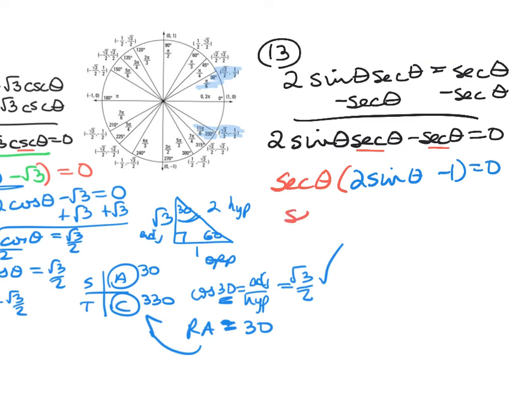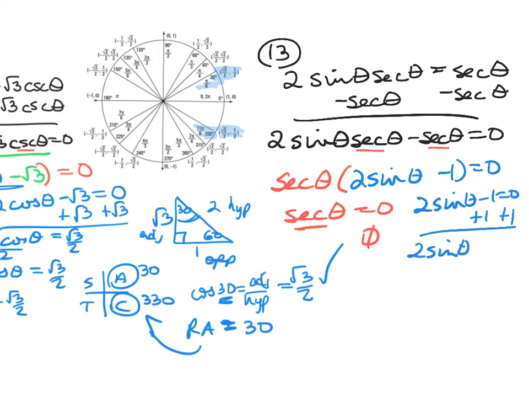Set each of the factors equal to 0. For the red, you should realize that secant has to be greater than 1 or less than -1, so no solution there. For the blue, I can solve. 2 sine theta equals 1, divide by 2, sine of theta equals 1/2.